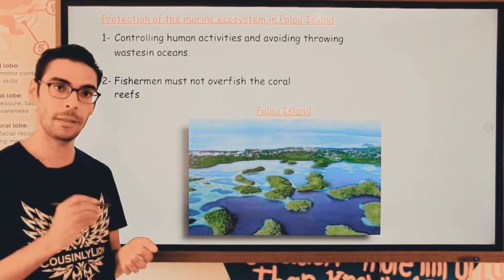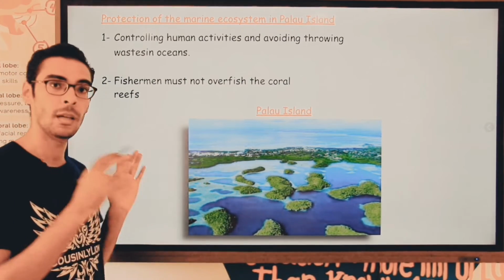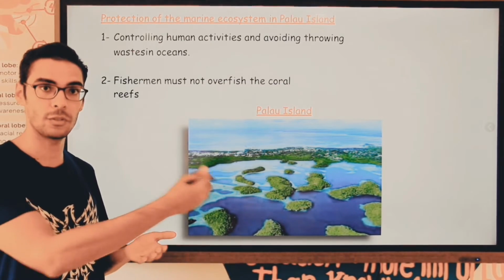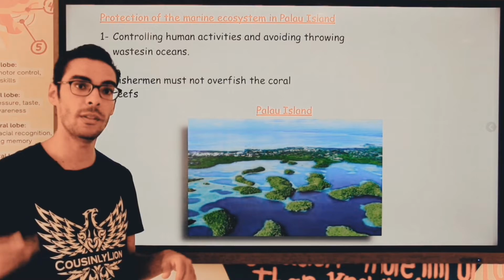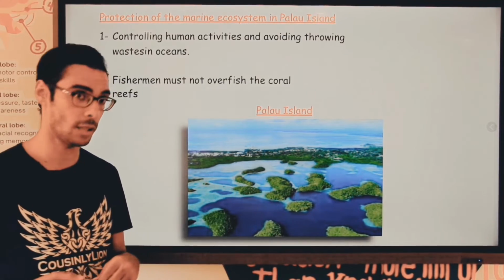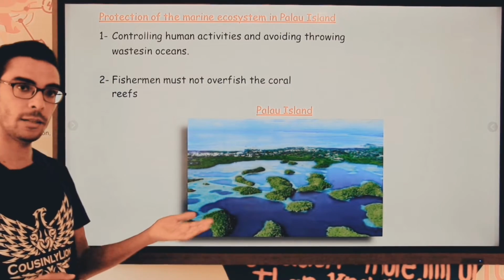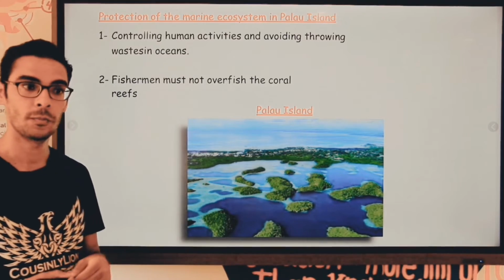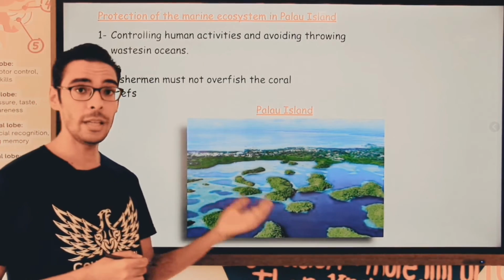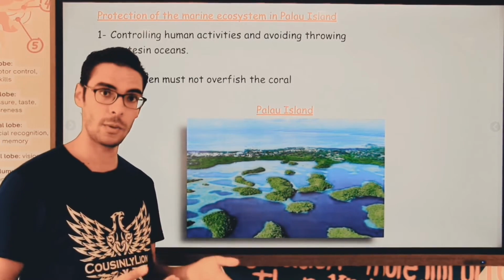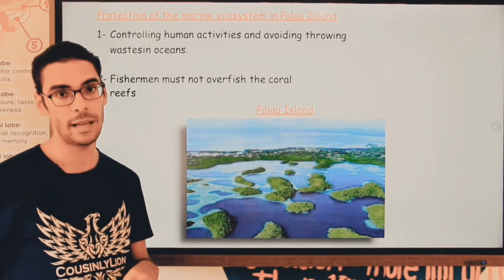Palau Island was a place with an ecosystem including many different food webs and food chains, and it was exposed before to the three main factors that we are studying today. This island was exposed to climate change, human activities, and plastic pollution. But they really suffered from hard consequences because of these three factors.